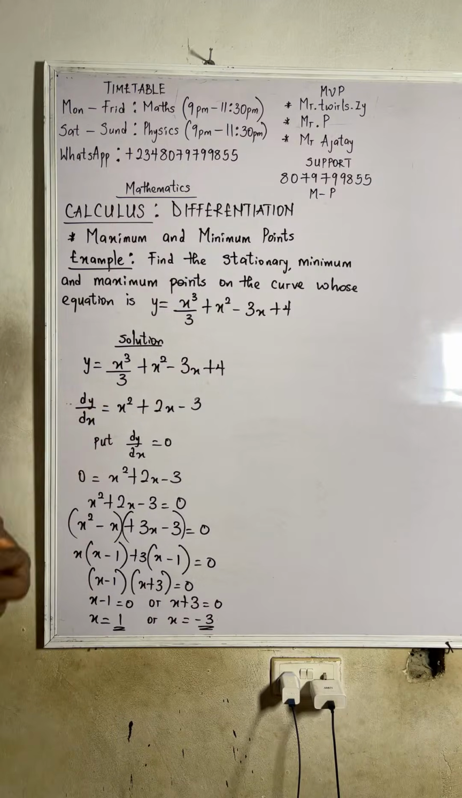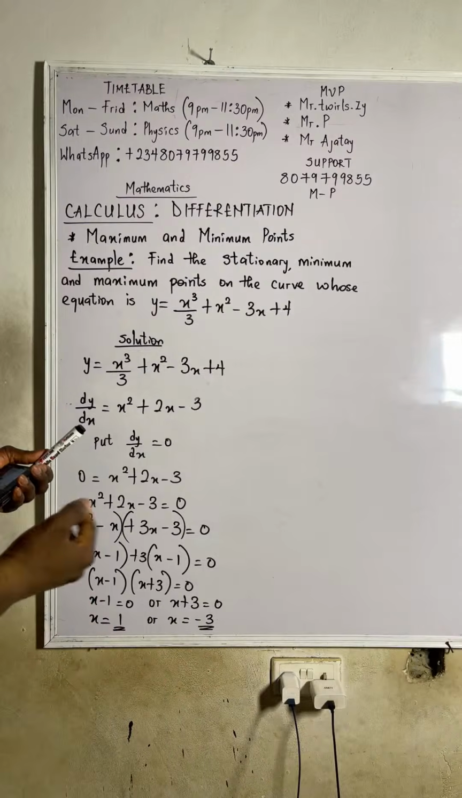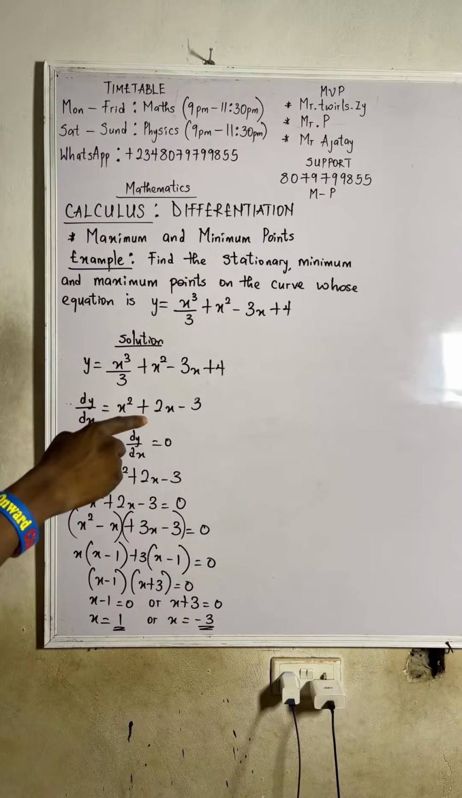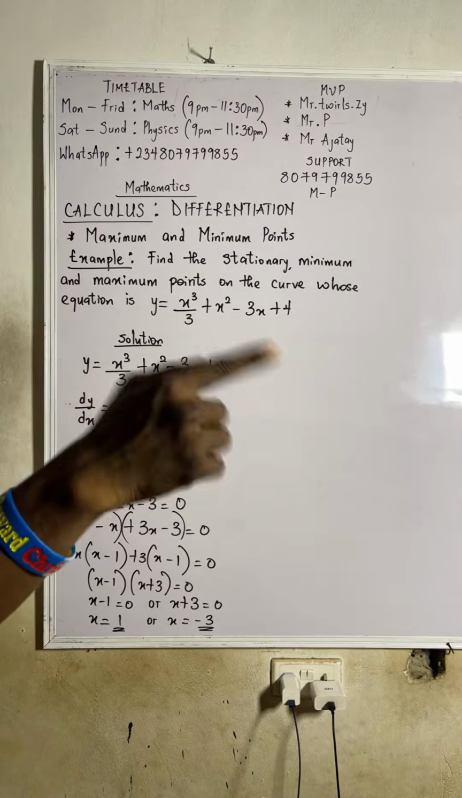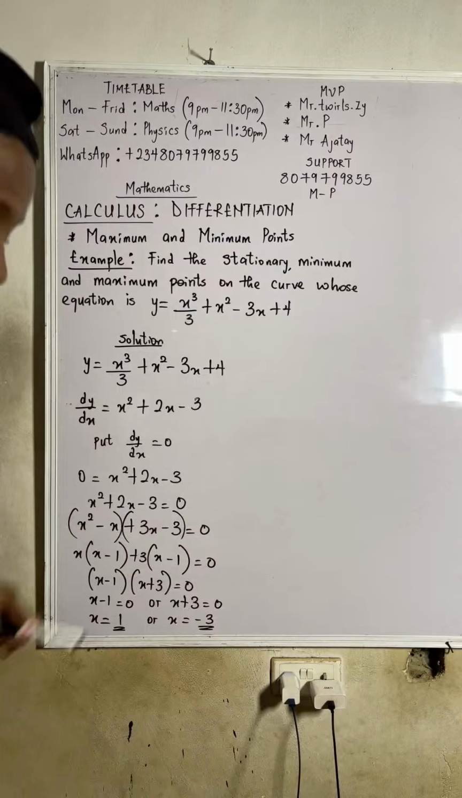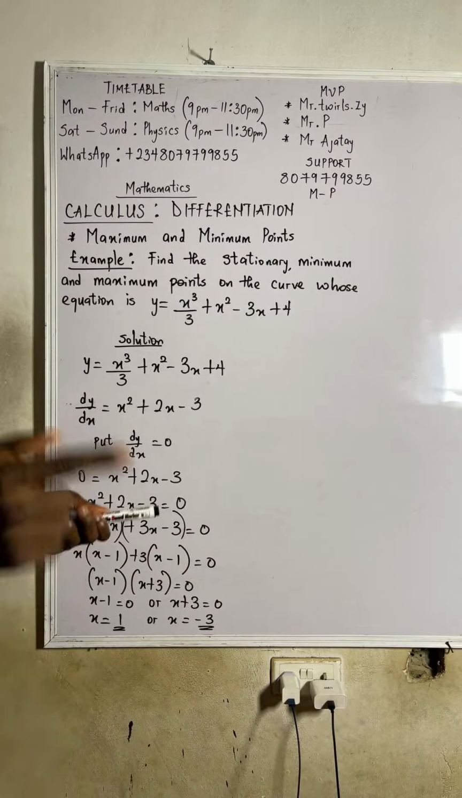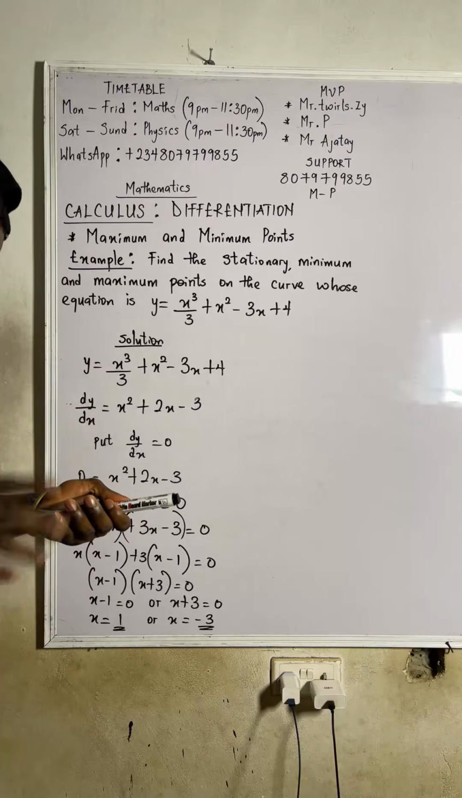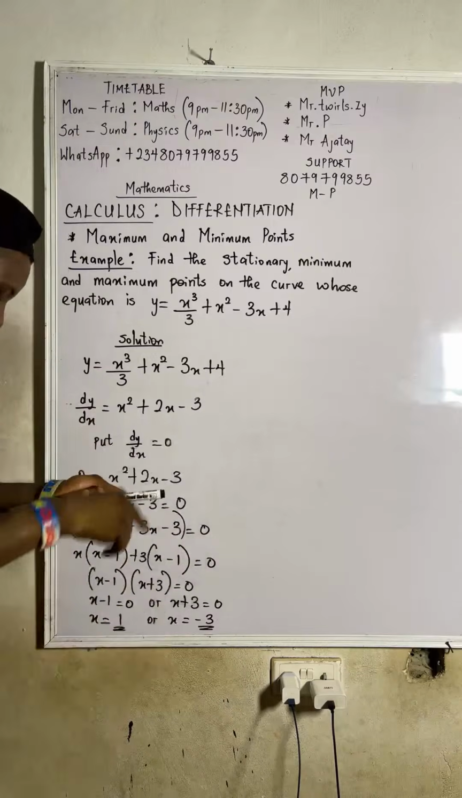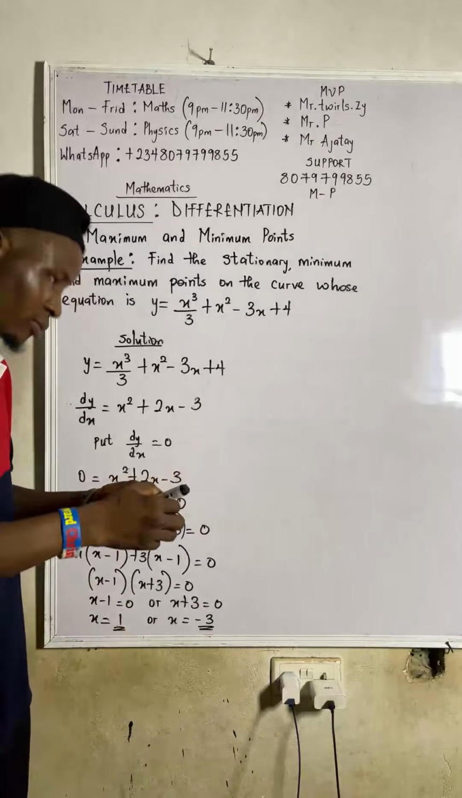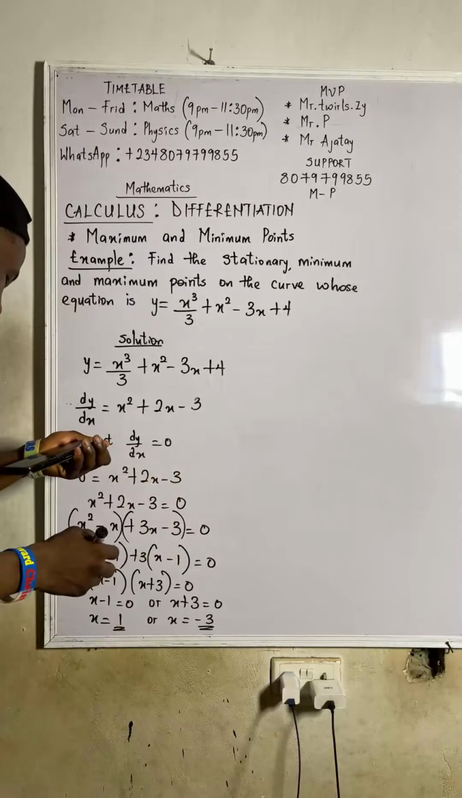Alright, minus 3. So now, look at it. We've gotten the value of x. Now, what does the next step say? Find the second derivative. Is that not the next step? Step 3 says find the second derivative. Do you get it now? So after you have gotten the value of x, the next thing you do is find the second derivative.